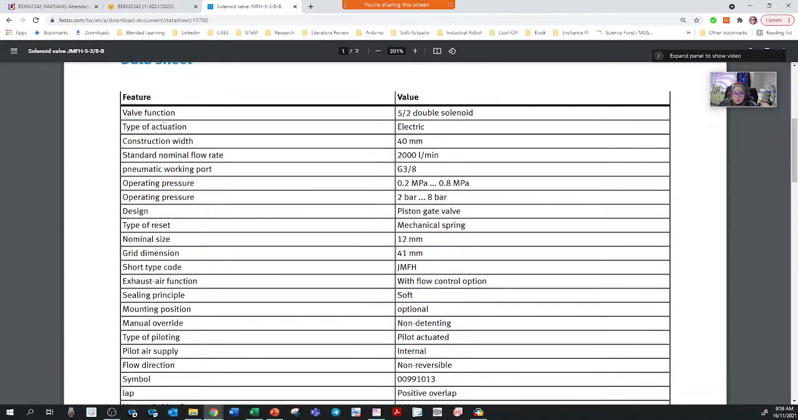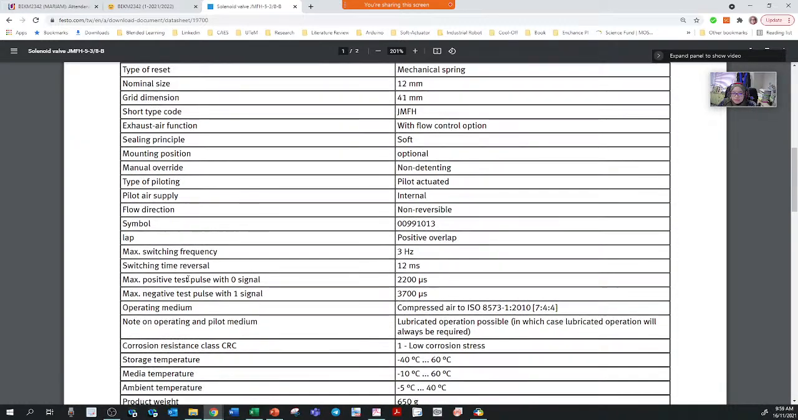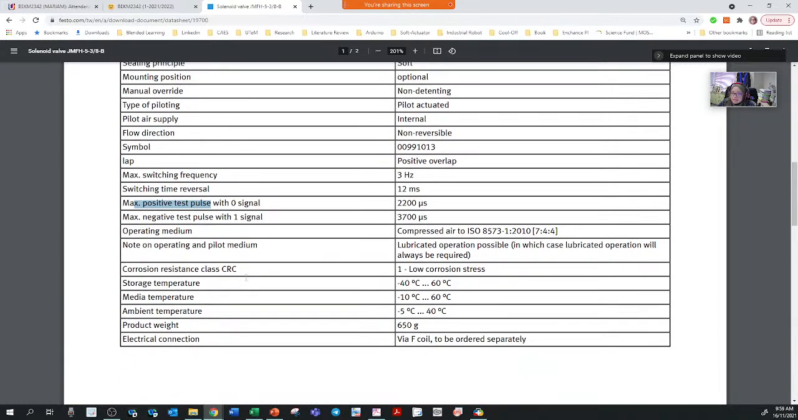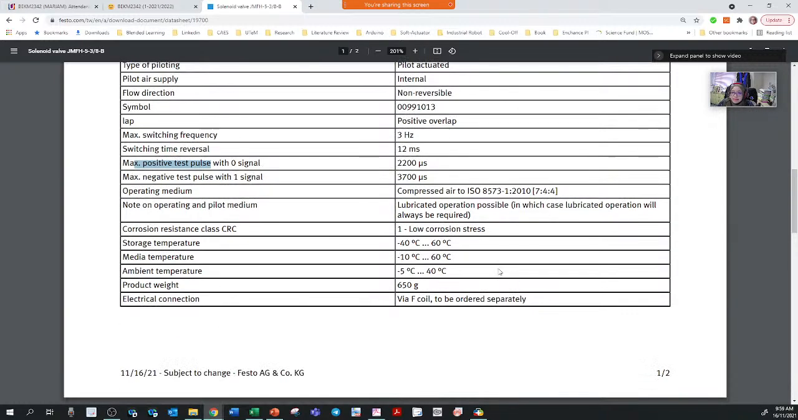And you can look at the additional features that they have. They have the switching frequency, switching time reversal 12 millisecond. The maximum positive pulse is about 2.2 nanosecond. Very fast. It means that if you are to buy this valve, it's very expensive. And it also gives you the temperature of the valve, at what rate that it can read.